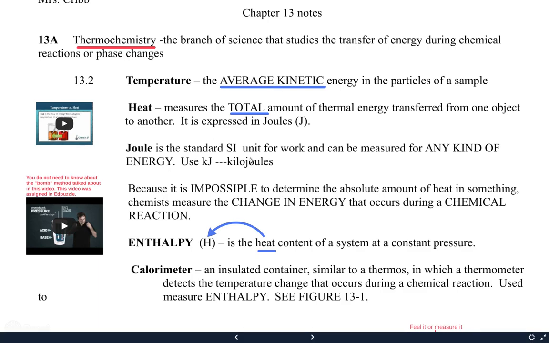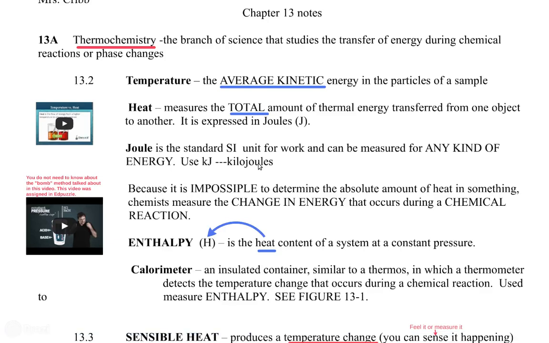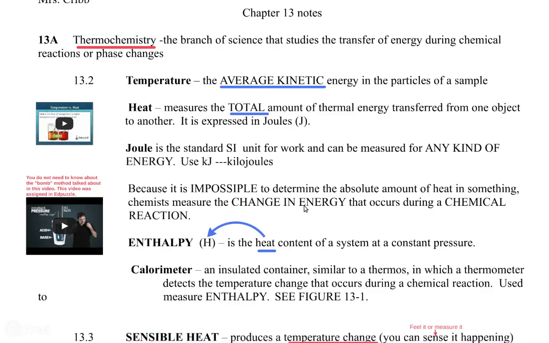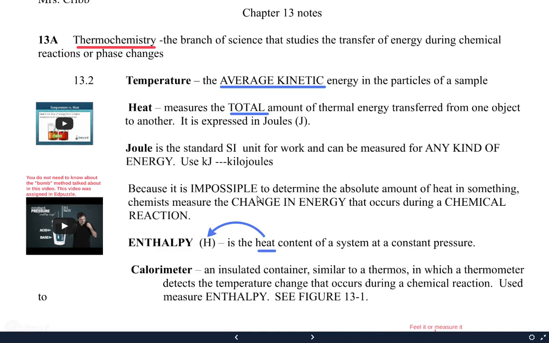A joule is the unit for work and can be measured for any kind of energy. We're going to use kilojoules primarily in our calculations in this chapter. Because it's impossible to determine the absolute amount of heat in something, chemists measure the change in energy. That is delta H, and we're going to cover that and learn how to calculate it. That change in energy is enthalpy, the enthalpy of a chemical reaction.